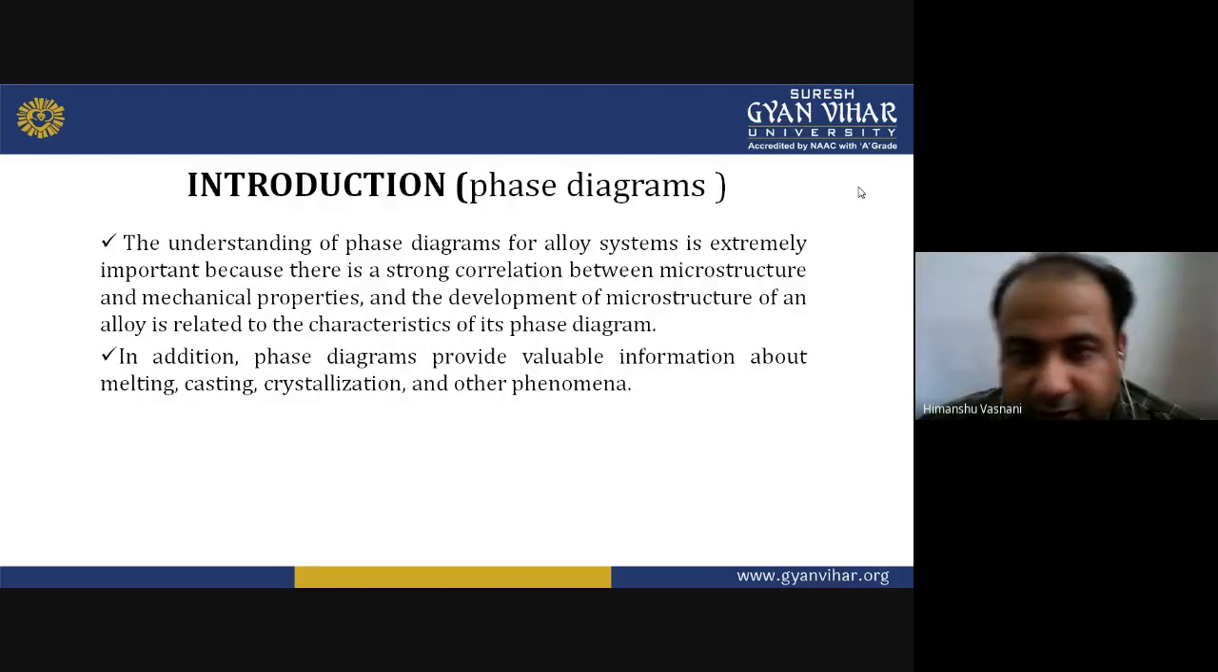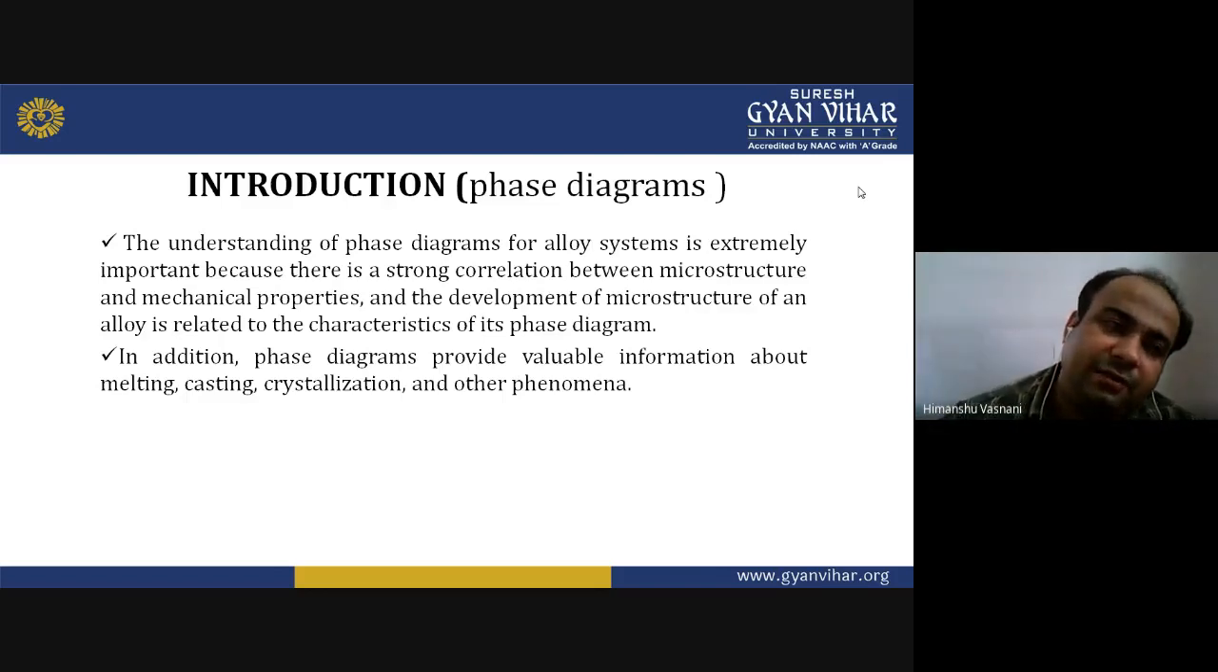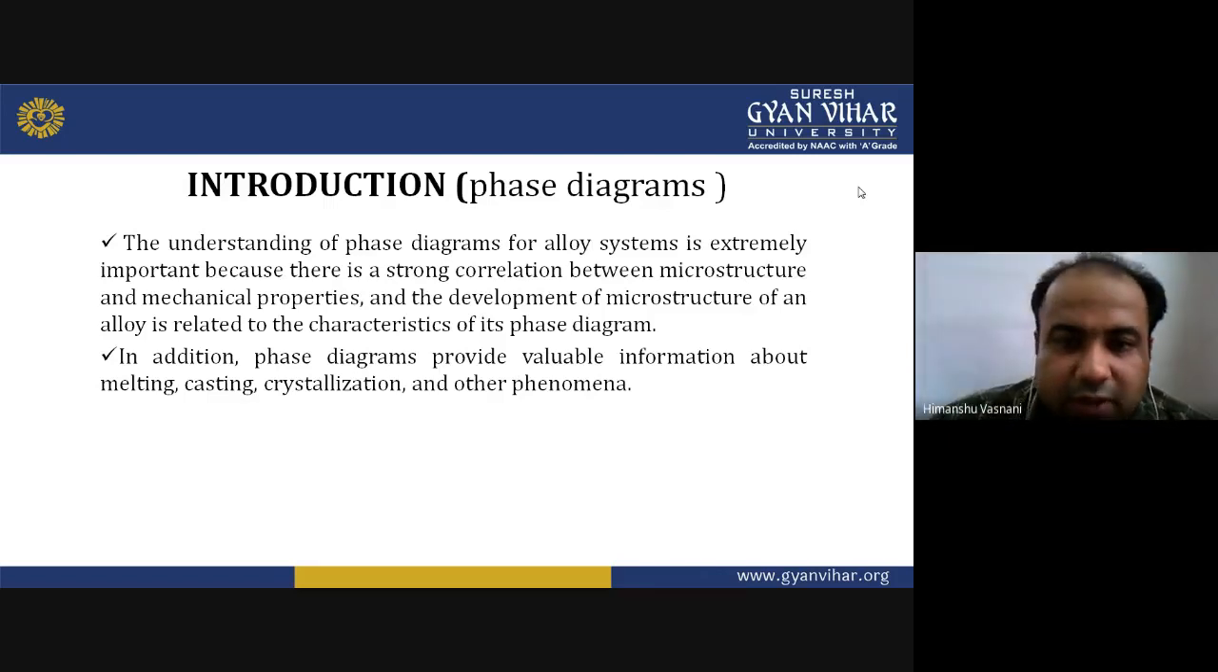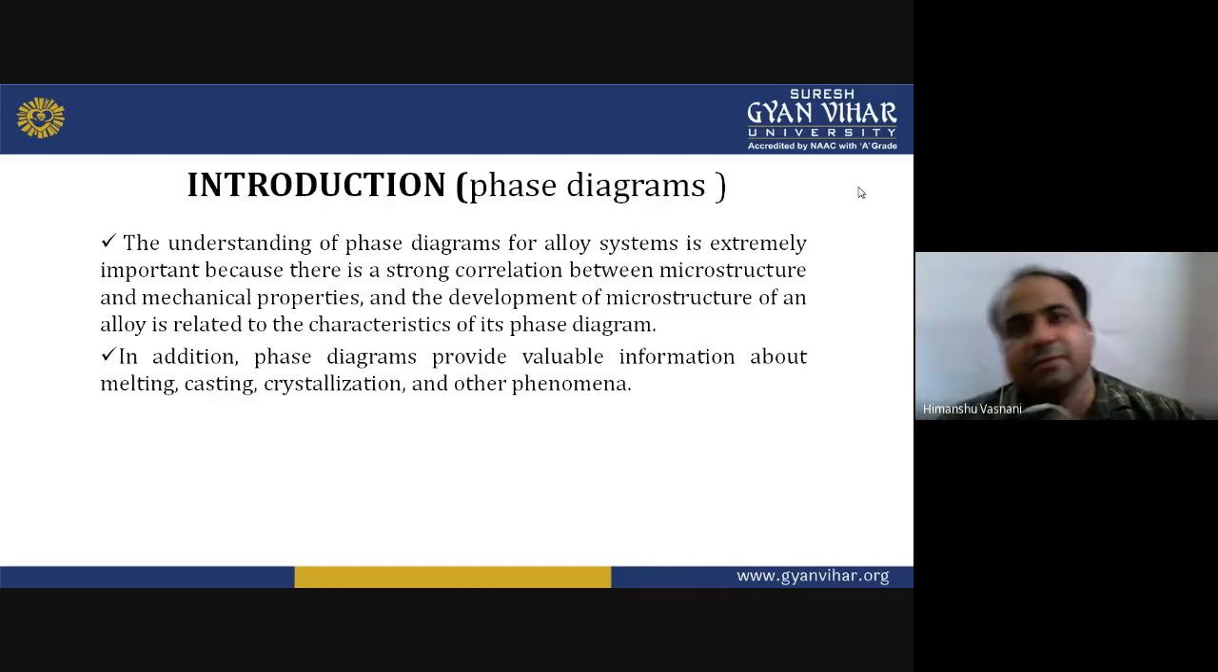Next, we are going to start with phase diagrams, and today we'll go with the terminology part. The terminology part is important because, before studying all the kinds of phase diagrams, we should know some terms which will be useful to you in the coming lectures.